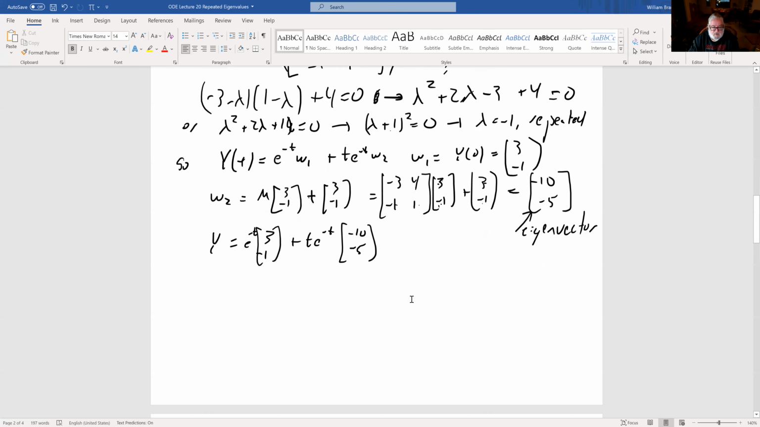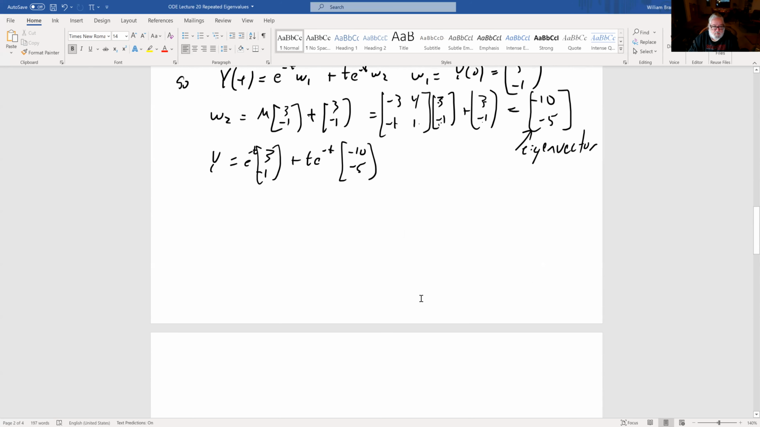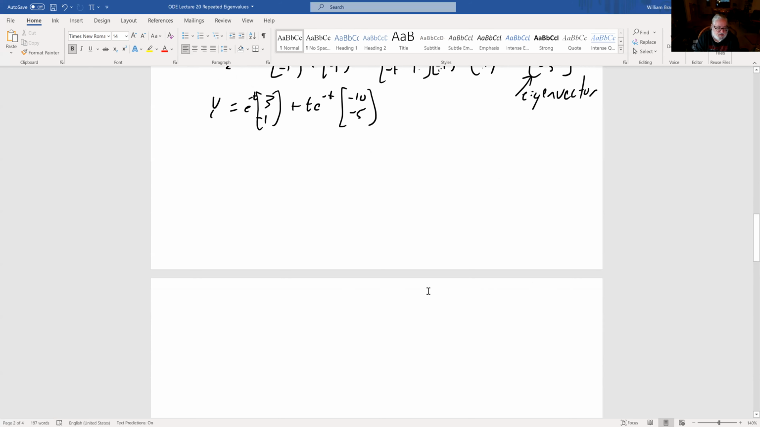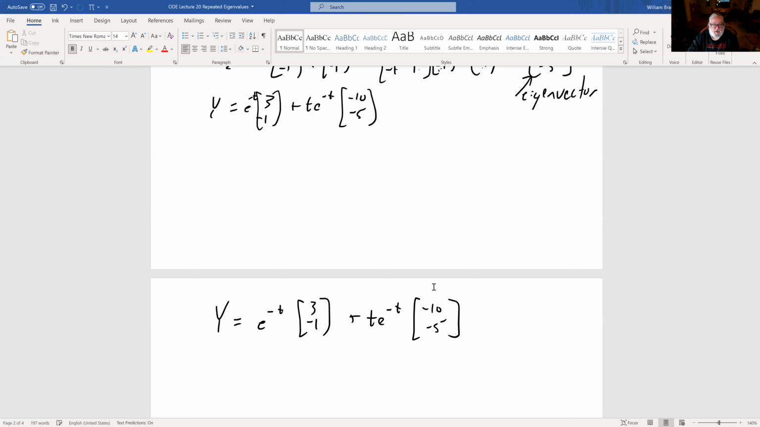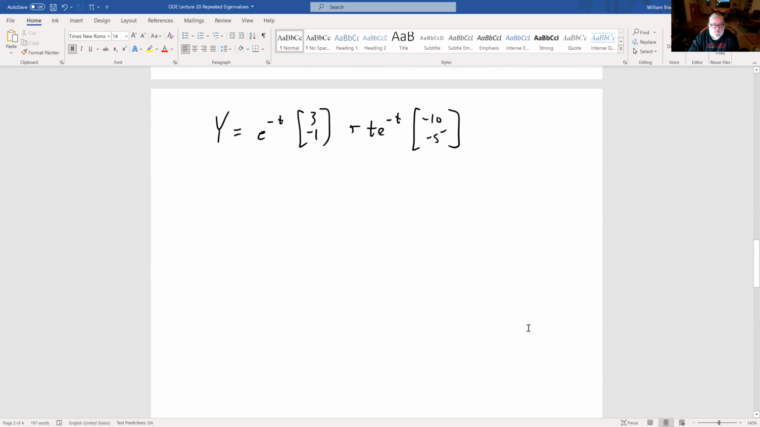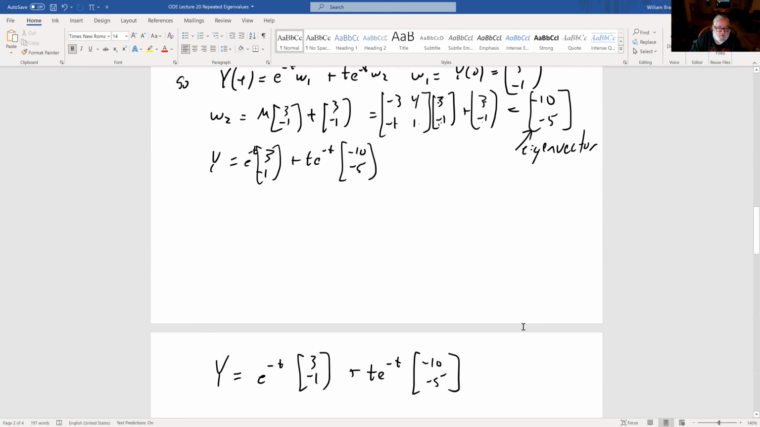So what does a solution curve look like? What I'll do is I'll pull down my solution here. Y equals e to the minus t times (3, -1) plus t e to the minus t times (-10, -5). Okay, so what does our solution curve look like? Well, let's note that, actually, I want to go up here to note this.